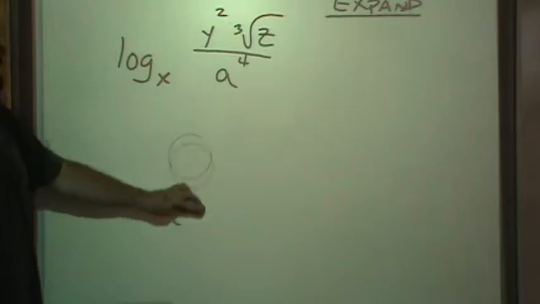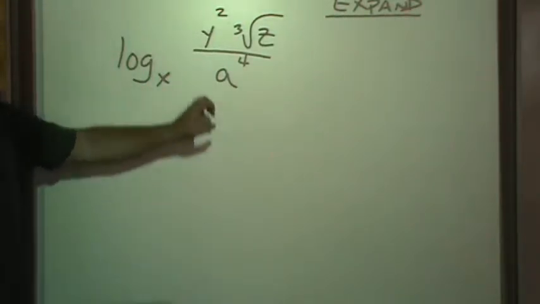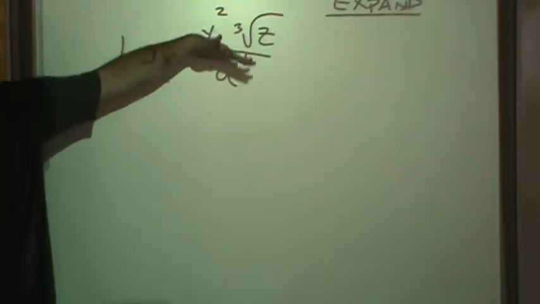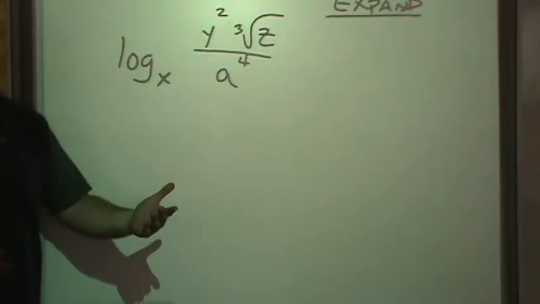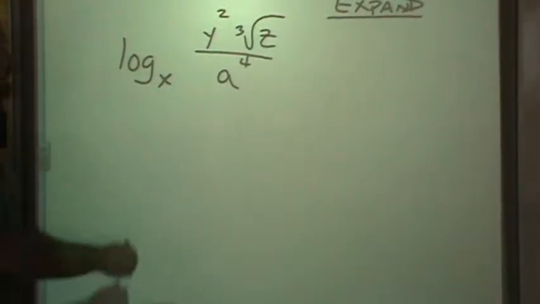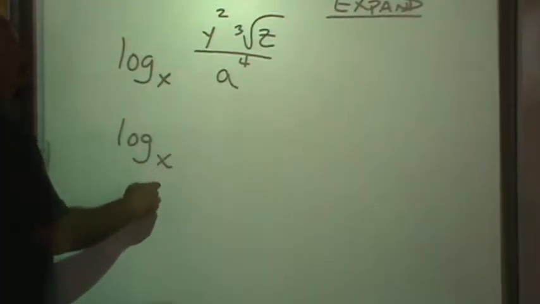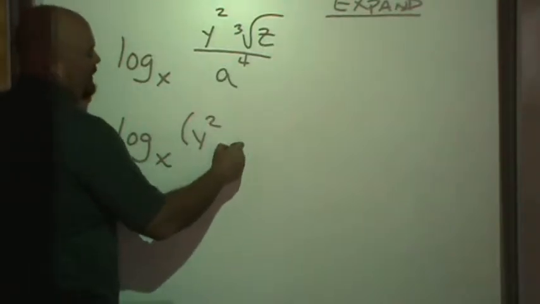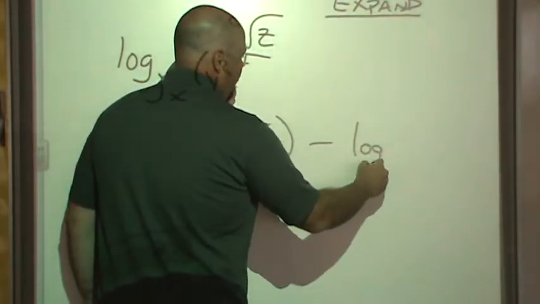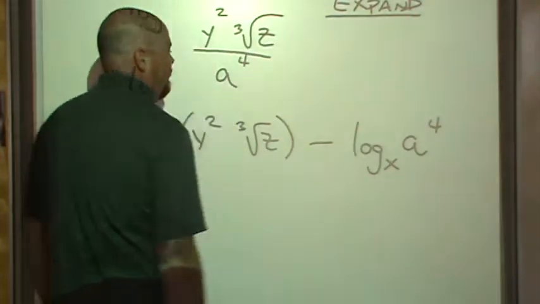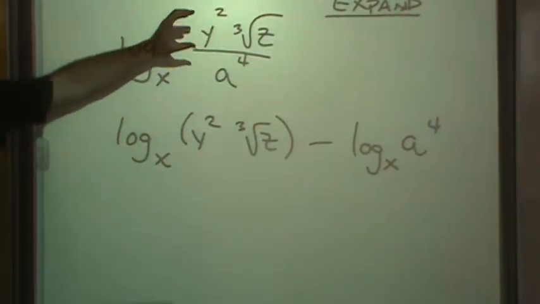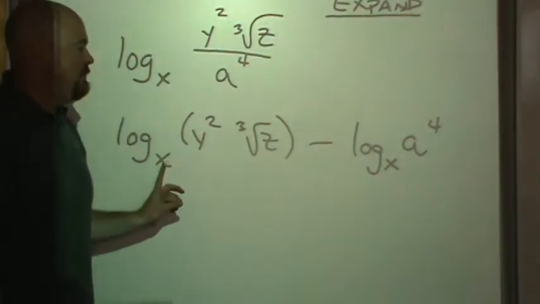So the logarithm of a quotient, I can separate the quotient into subtraction. When you divide exponents, you can subtract them. When you divide within a log, you can subtract two logs. So this is log base x of y squared cubed root of z minus log base x of a to the fourth. So the log of a quotient becomes the difference of two logs.